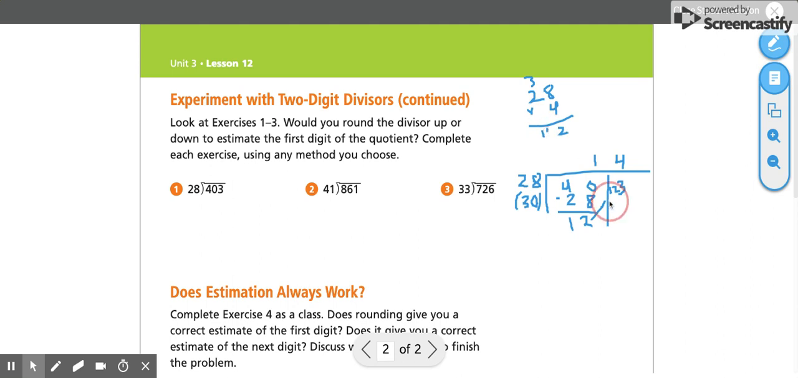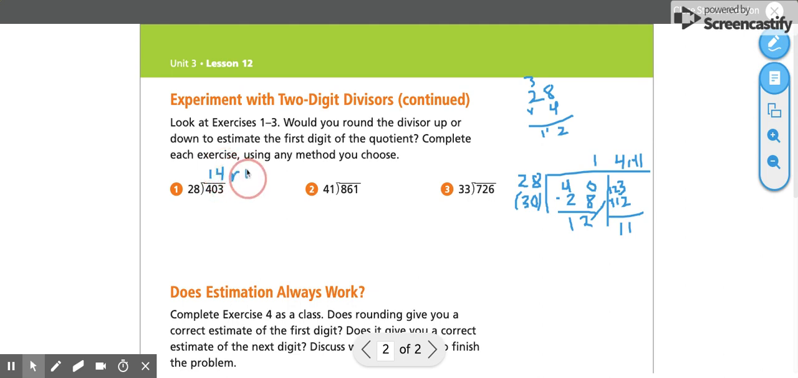So I'm going to say minus 112. 3 minus 2 equals 1. And 2 minus 1 equals 1. So I end up with 14 remainder of 11. And using that estimation worked because that is the correct answer, is 14 remainder of 11. So I'll write that in there, 14R11.